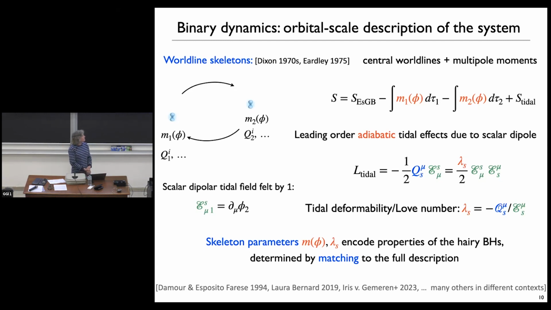So we have an effective action for the orbital dynamics given by the gravitational action plus the world line actions of the two particles, which have scalar dependent masses, and then possible finite size effects. And it turns out in this case, the dominant finite size effects are due to tidal interactions of scalar dipoles. So the idea is that when the two scalar condensates are in a binary system, they produce a scalar gradient across the other's matter distribution.